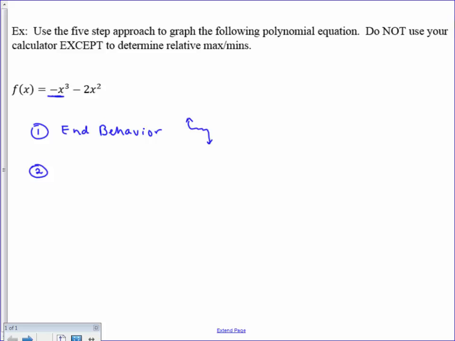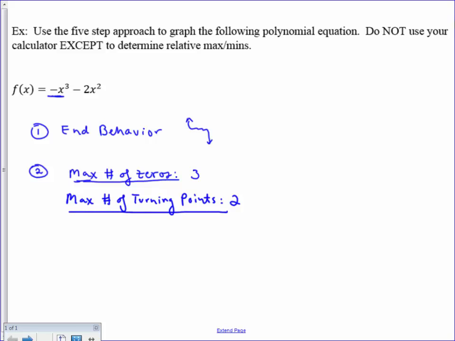The next thing is to determine the maximum number of zeros and turning points. So maximum number of zeros is always determined by the highest degree in our polynomial. Here the degree is 3, so that would be the same as the maximum number of zeros. The maximum number of turning points is always 1 less than that value, and so here the maximum number of turning points is 2.